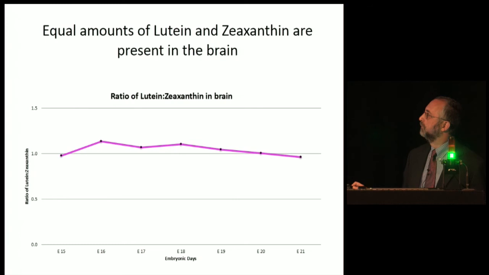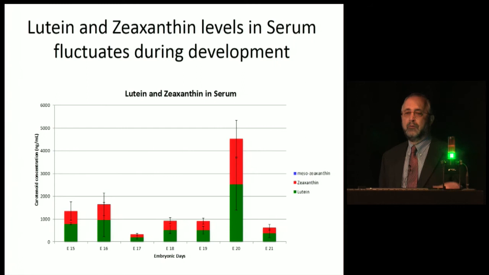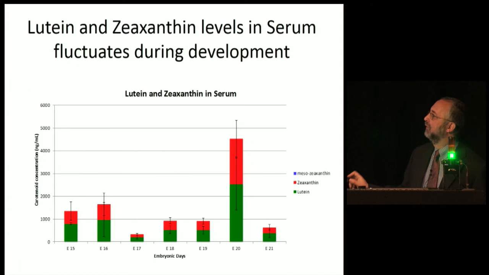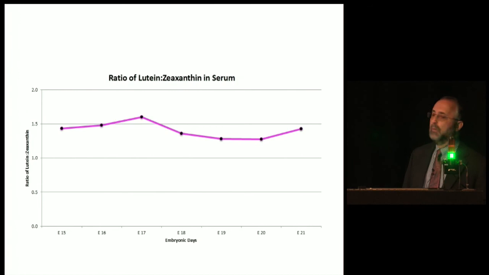And then in the serum, we had a little harder time. It's harder to collect serum from these little developing birds. So there's a little more variation in the concentration, but the ratios stay about the same. And you can see here zeaxanthin, lutein, no meso-zeaxanthin detectable at any time, and really no oxolutein either. The ratio is about 1.5 to 1 through the time.